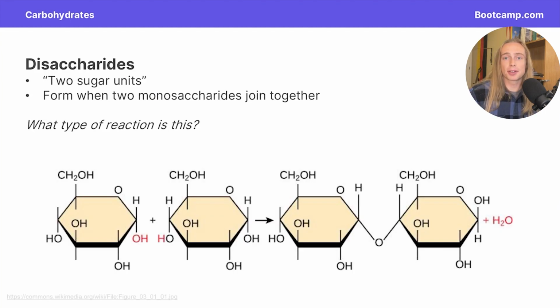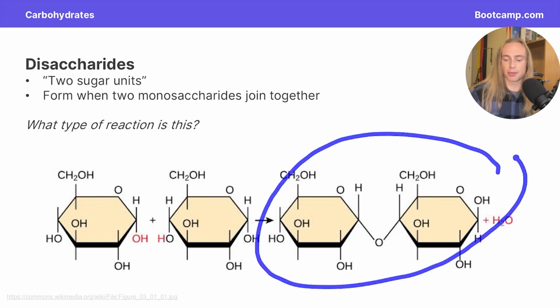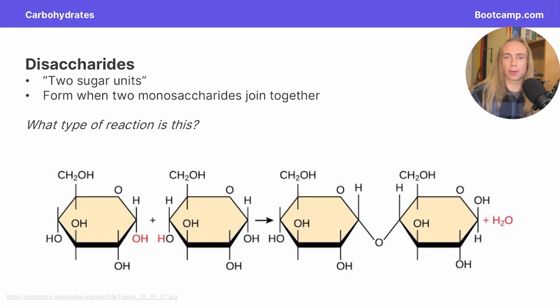The next class of sugars that we'll talk about are disaccharides. So remember, if a monosaccharide meant 1 unit of sugar, a disaccharide must mean 2 units of sugar. A disaccharide is going to form as the result of 2 monosaccharides coming together. So if we look at this reaction below, we see on the right we have our newly formed disaccharide, and it's coming from these 2 monosaccharides merging together.